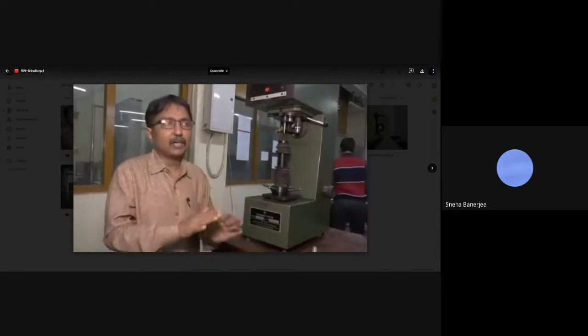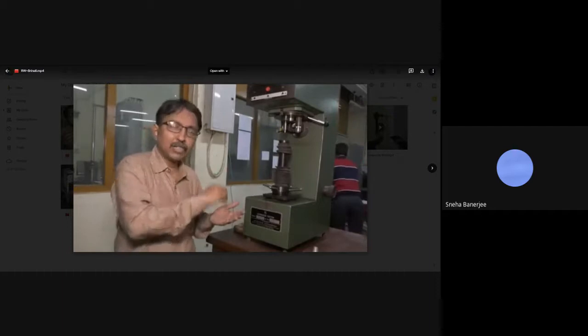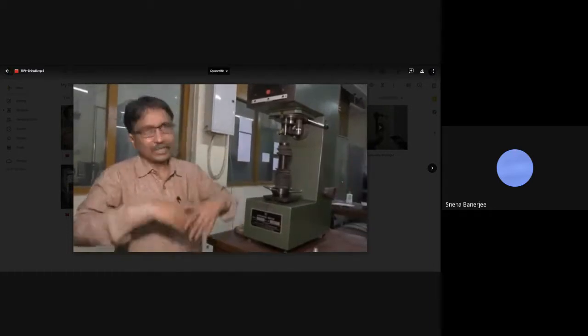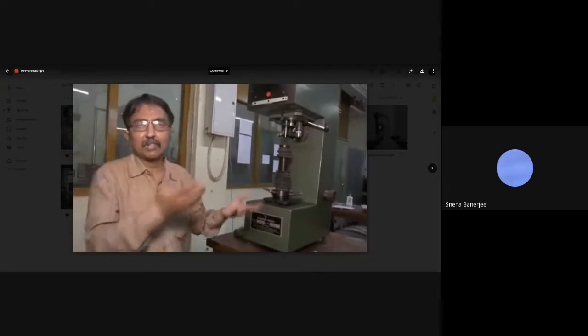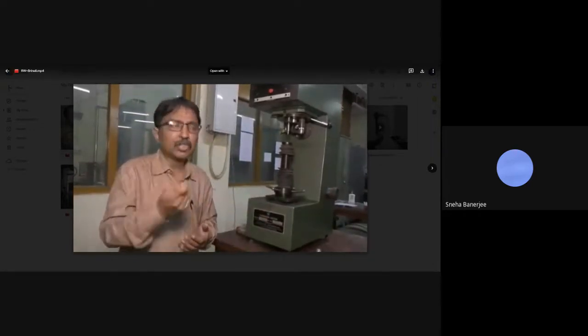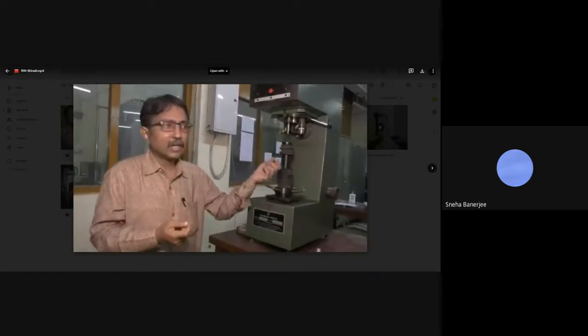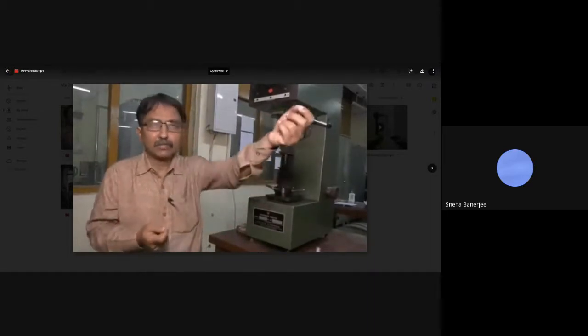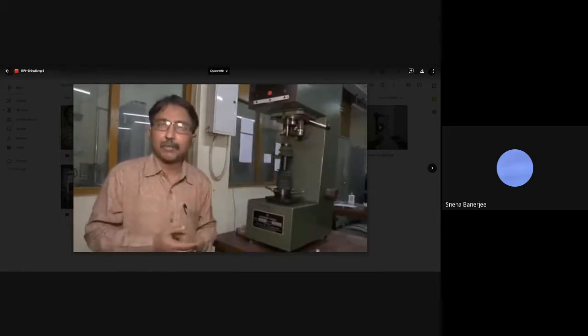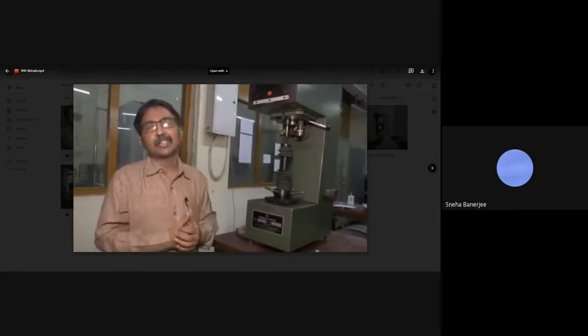We can find out the hardness of a material by using all these tests to a great accuracy. We can try to correlate the hardness of one material to its various other mechanical properties as well. One more thing: hardness measured by Vickers, by Rockwell or by Brinell, all these values are interconnected.